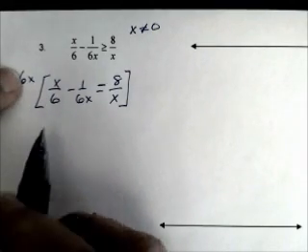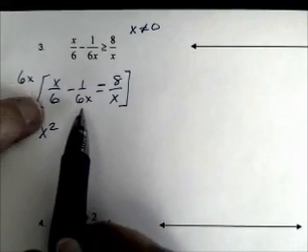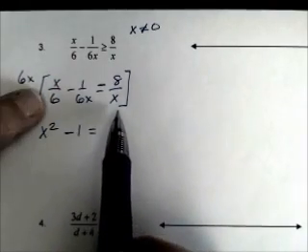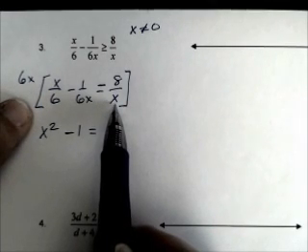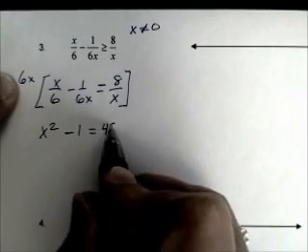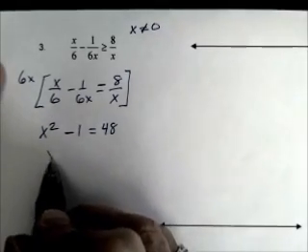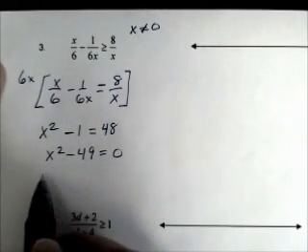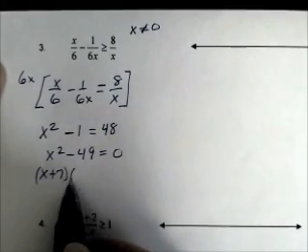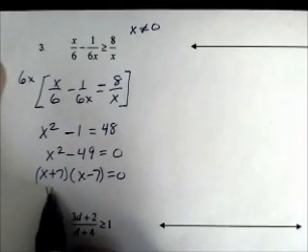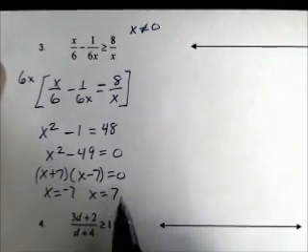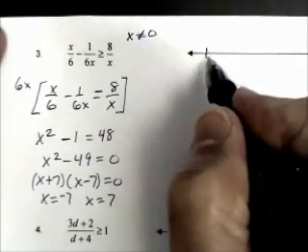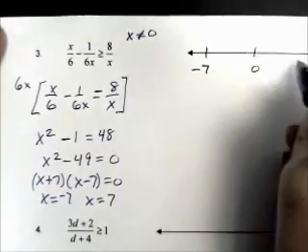Here the 6's would divide out. I'd be left with x squared. Next, the 6x's divide out, -1. And lastly, the x and x divide out. 6 times 8 is 48. Subtract 48 from both sides. X squared minus 49 equals 0. This factors into x plus 7 times x minus 7. So x equals -7 and x equals 7. So we have our three critical values, -7, 0, and 7.